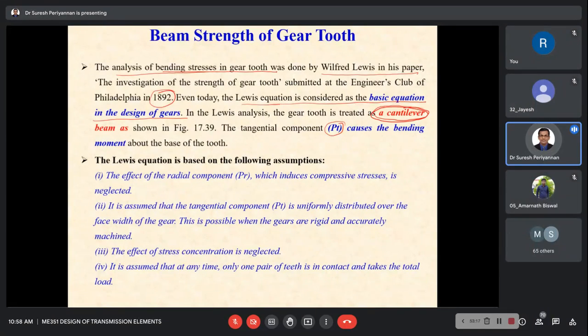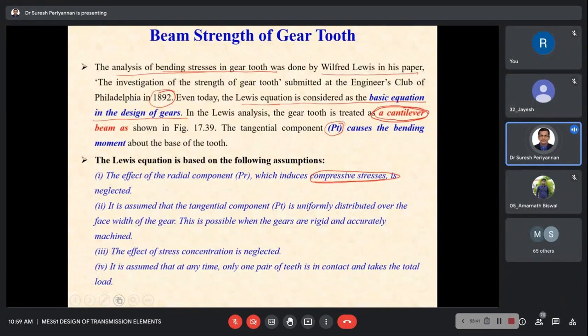The Lewis equation is based on the following assumptions. He followed some assumptions which we have to understand, then only we can clearly understand the whole concept. The effect of the radial component PR, which induces compressive stress. Obviously, the radial component PR induces compressive stress, but he neglected that radial force component PR.